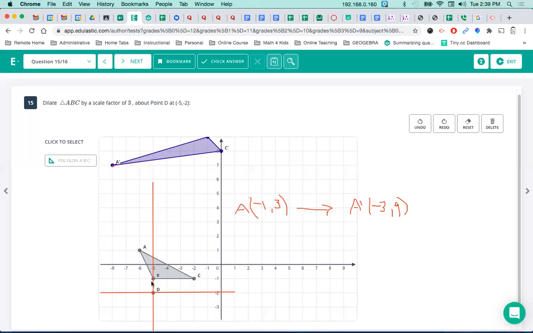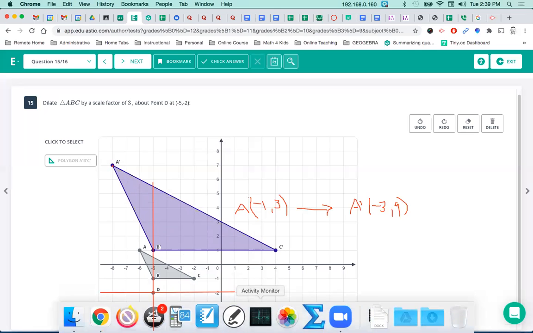Now B is at 0, 1 on the red axis. If I multiply both by 3, that's at 0, 3. So B prime is at 0, 3 on the red axes. On the regular axes, that's at negative 5, 1. Now C is at 3, 1. If I multiply by 3, that'd go to 9, 3. Well, let's go ahead and count this. 1, 2, 3, 4, 5, 6, 7, 8, 9. 1, 2, 3.